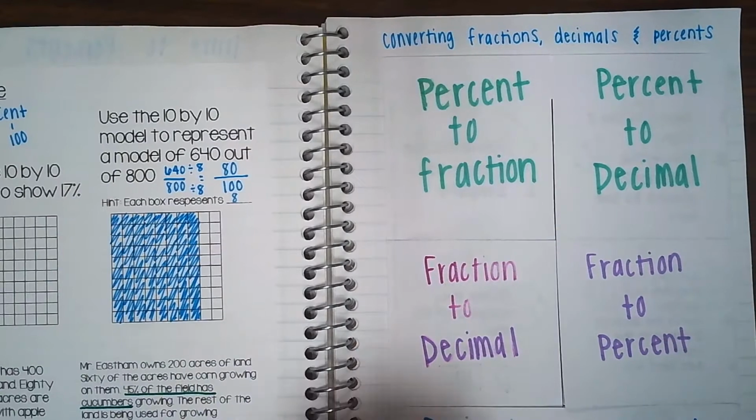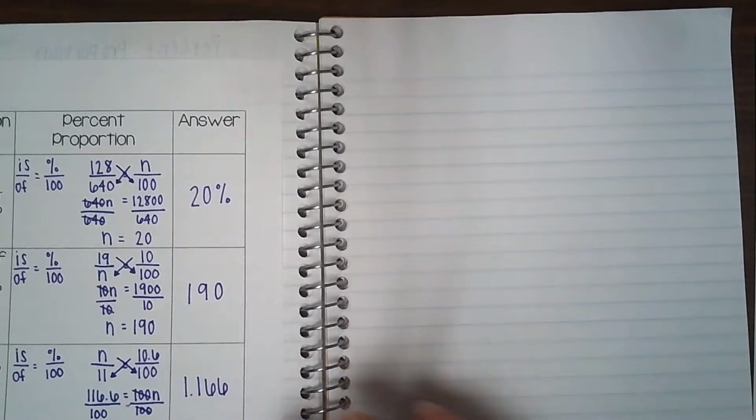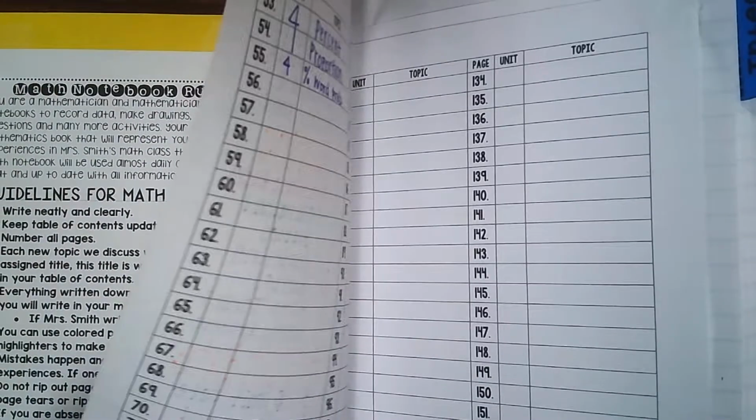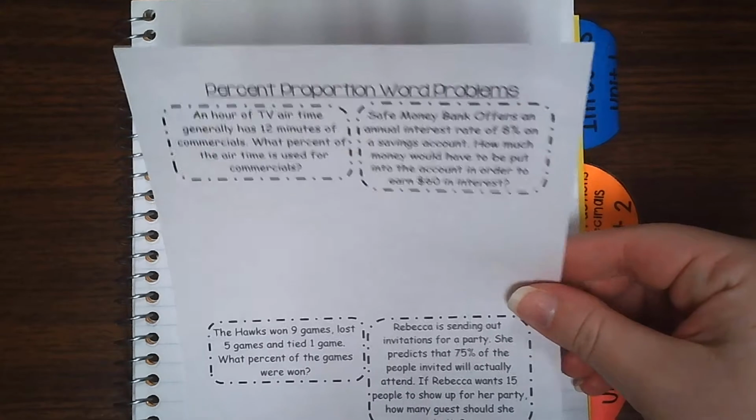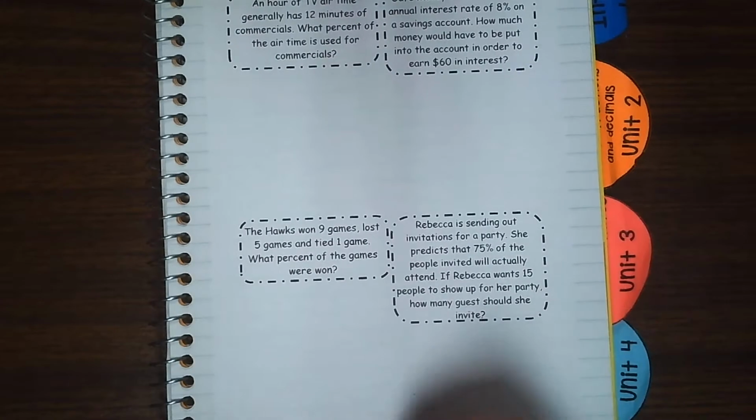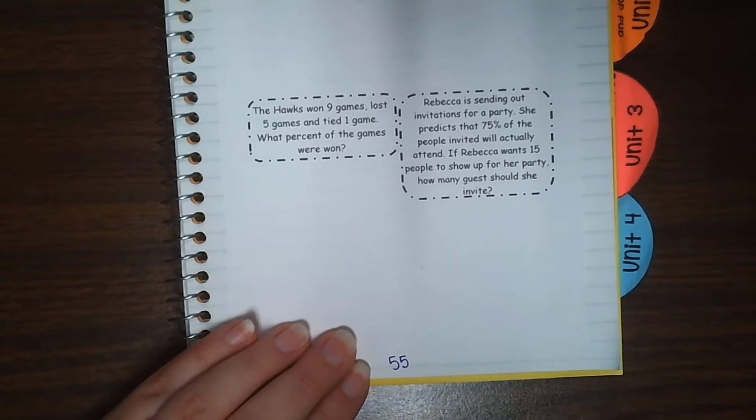Alright, so on to page 54. Oh, sorry, 55. Did I write that down right? Yeah, we got it right on the table of contents. I just said it wrong. Okay, so we're on page 55. This is what our page looks like. Glue that down. Put your page number at the bottom. Okay, page number 55.